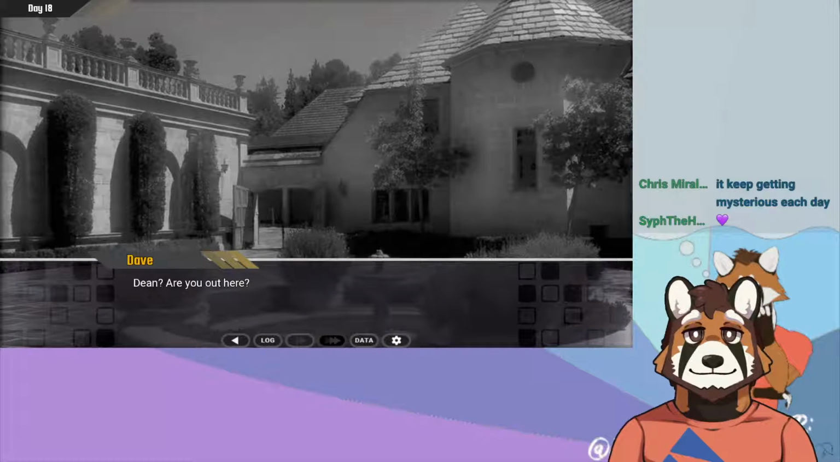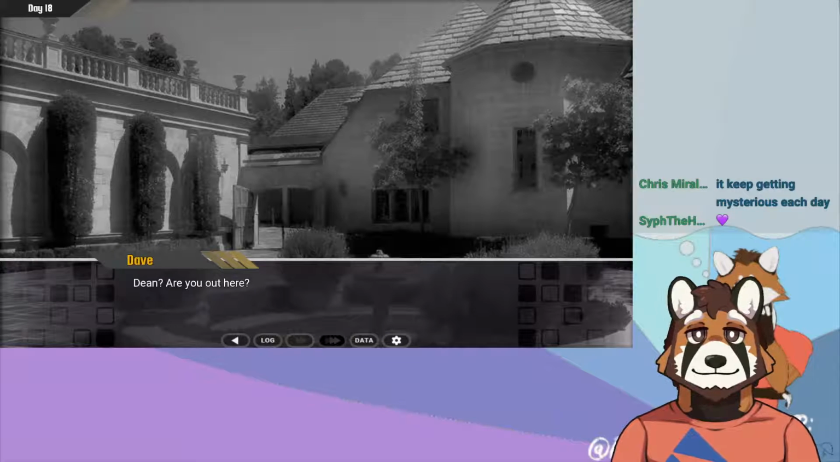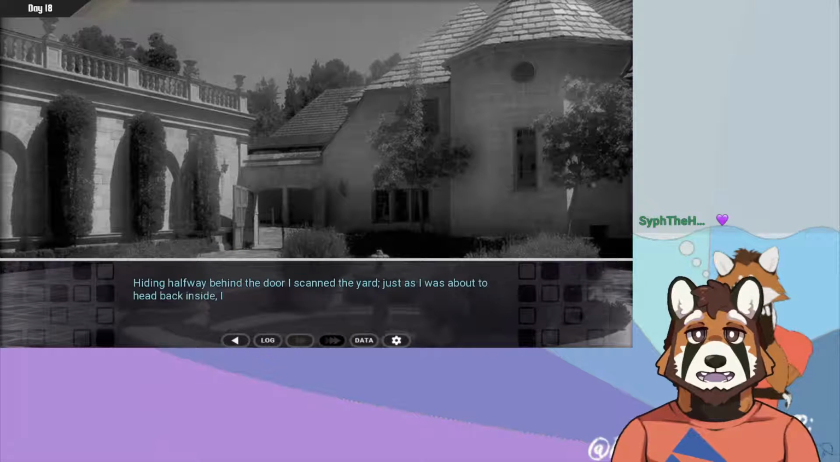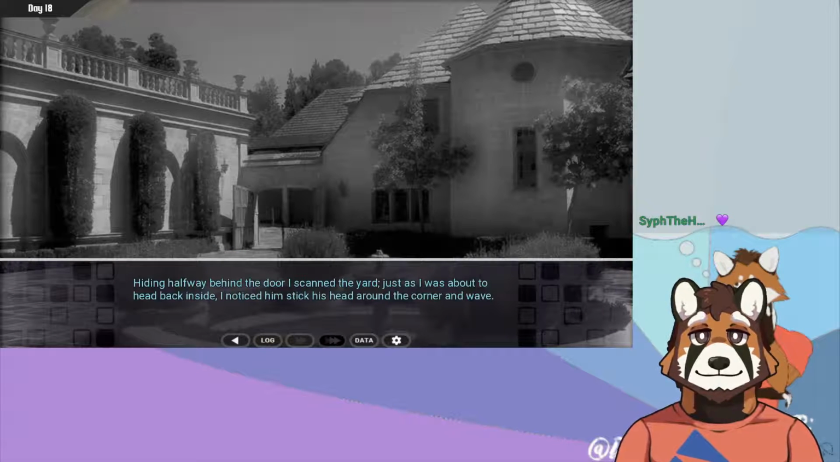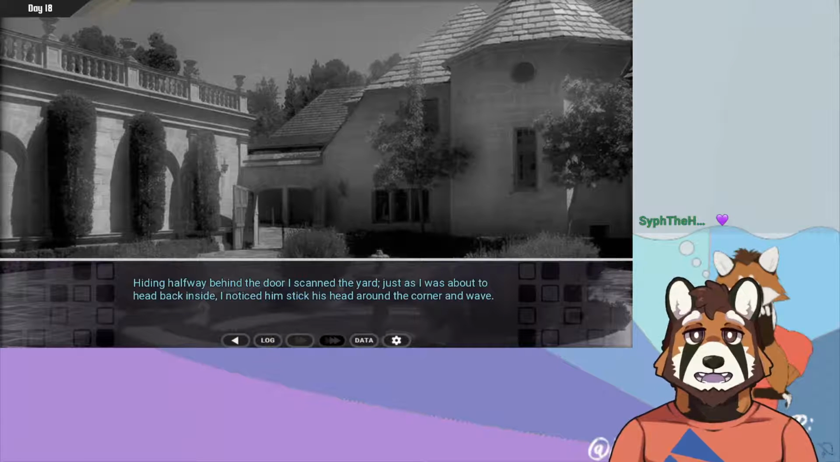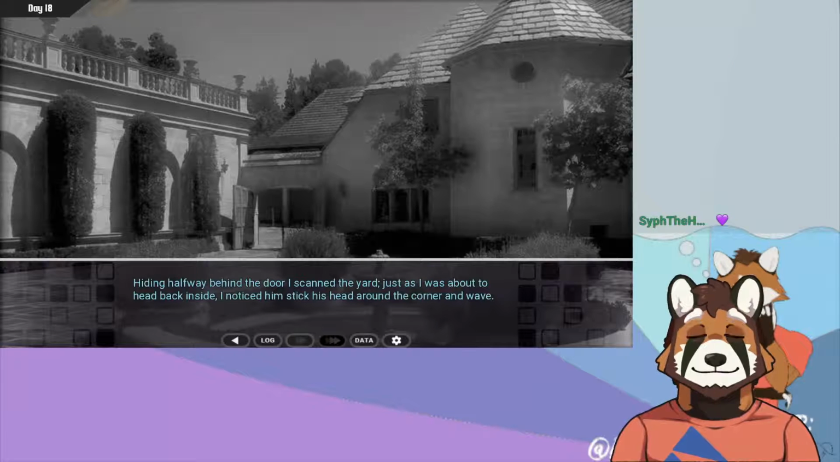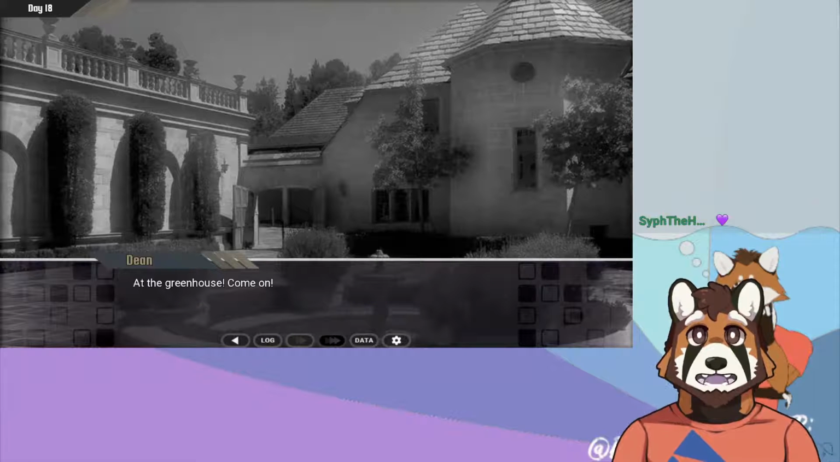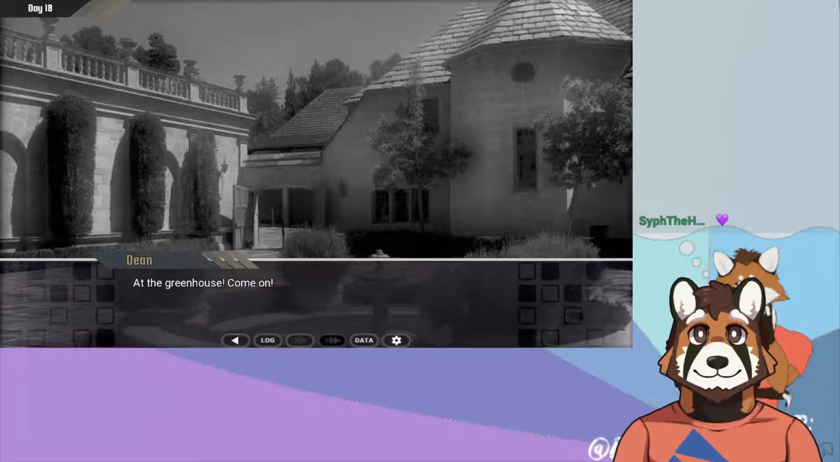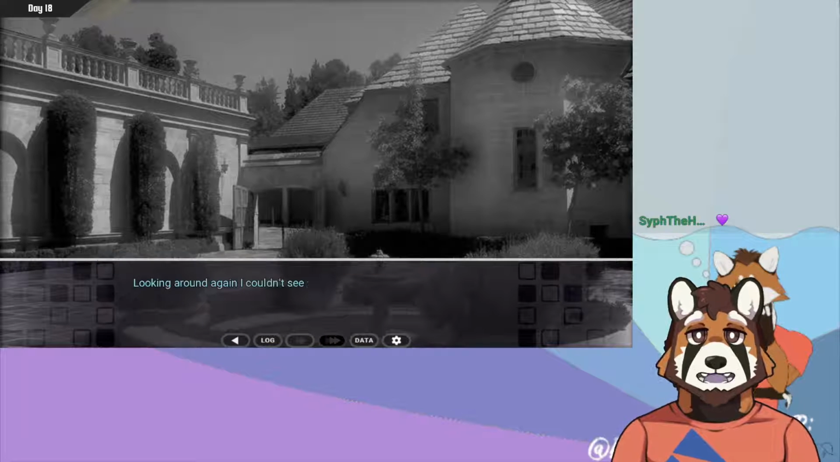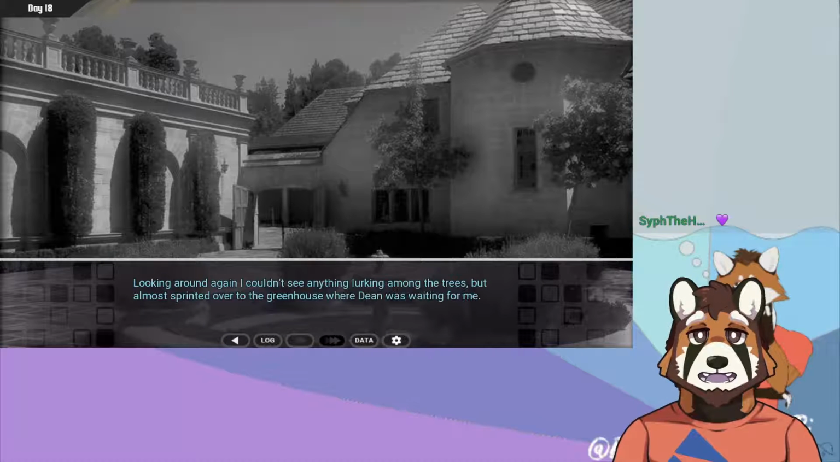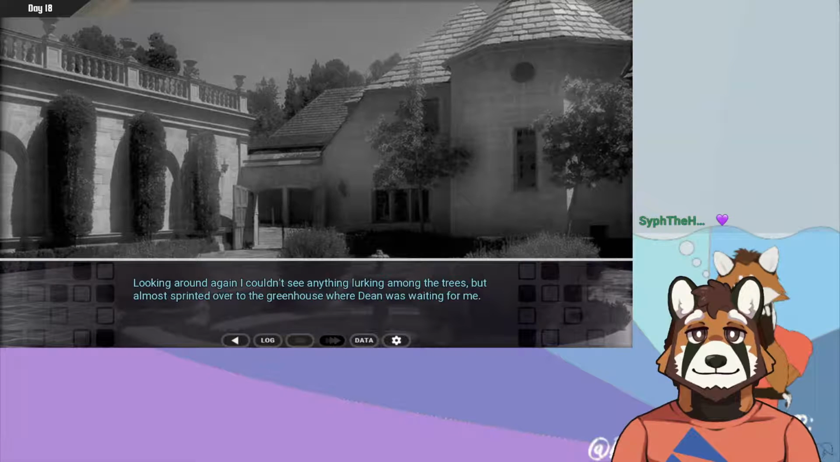Dean? You out there? Hiding halfway between the door, I scanned the yard. Just as I was about to head back inside, I noticed him stick his head around the corner and wave. At the greenhouse. Come on. Looking around again, I couldn't see anything lurking among the trees, but almost sprinted over to the greenhouse where Dean was waiting for me.